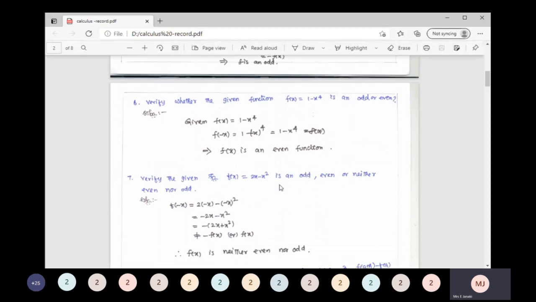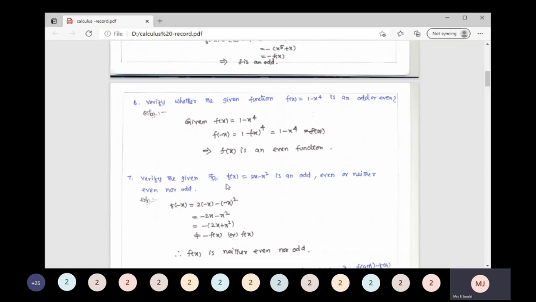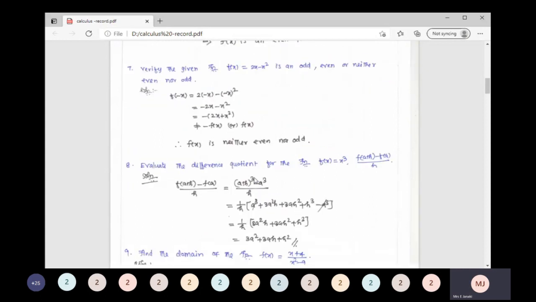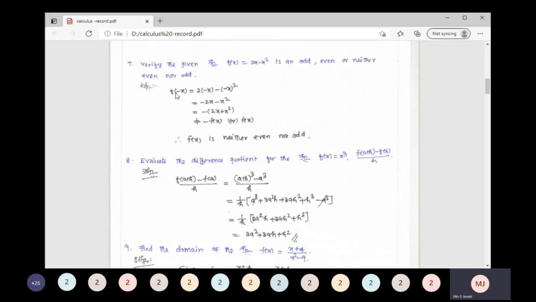Now, this is an example of a function that is neither even nor odd. See, f of x is equal to 2x minus x square. Now, you replace x by minus x. You are getting minus 2x minus x square. After taking minus common, you are getting minus (2x plus x square).